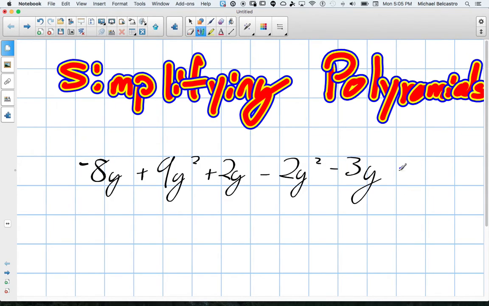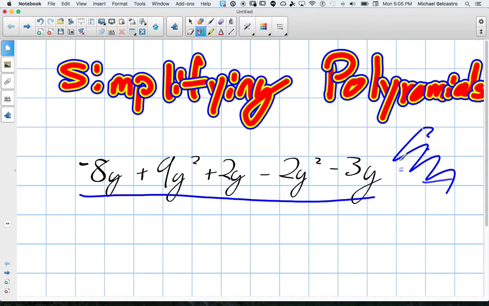It's not like we have to move things from one side of an equal sign to another, because there's nothing here. They haven't given us anything. So it's actually not even an equation. It's just an expression because they haven't set it equal to anything. So we're just going to simplify, collect like terms.